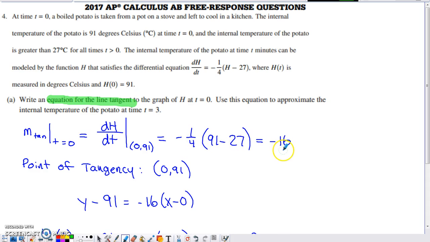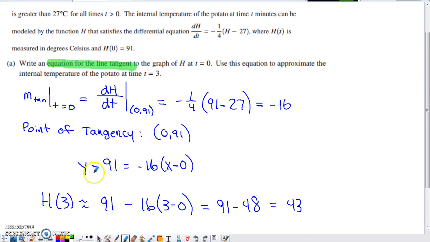Negative 1/4 times 64 gives you negative 16. You could have left your answer looking like this. I went ahead and simplified it a little bit though. Got negative 16 for the slope. What is the equation of that tangent line? Well, I want point slope form here, right? So y minus y1 equals m times x minus x1.